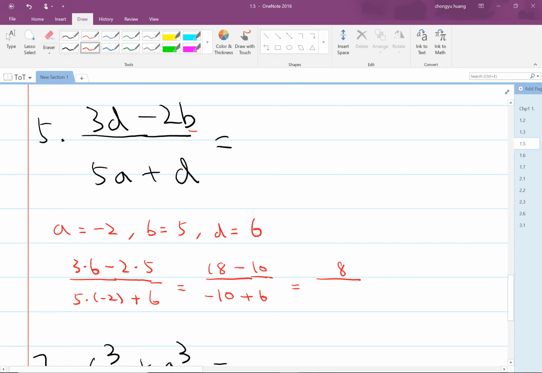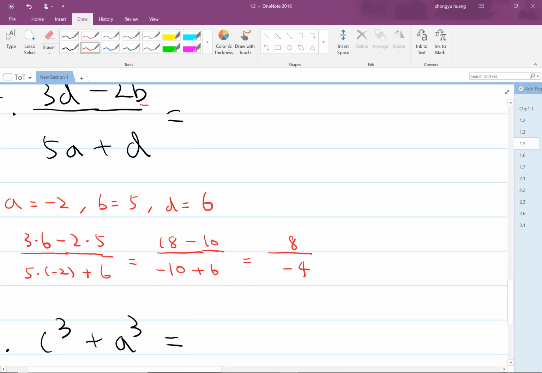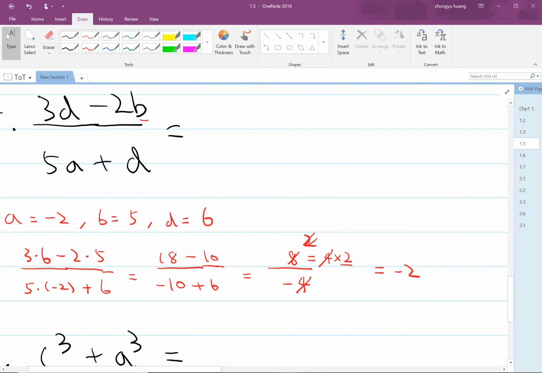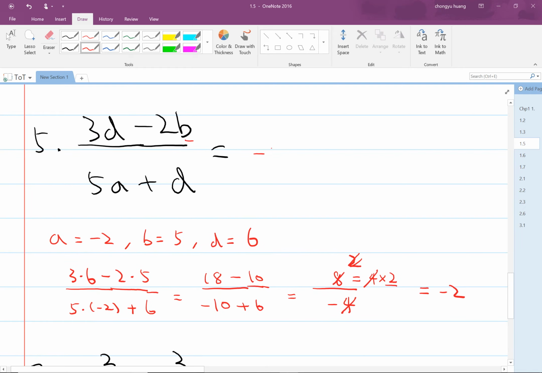And then on the denominator we have negative 10 plus 6, so it's actually negative 4, right? And now we can cancel some terms. So we cancel 4, then it becomes 2, right? If you want to know why, it's because 8 is equal to 4 multiplied by 2. So 4 and 4 can cancel, and then there's only 2 left, so therefore the answer is going to be negative 2. So the solution for this question is negative 2.